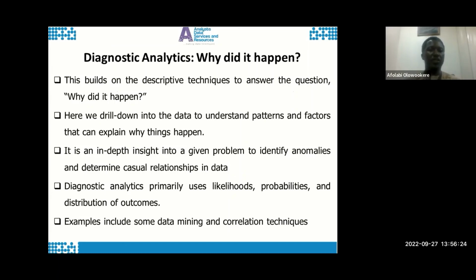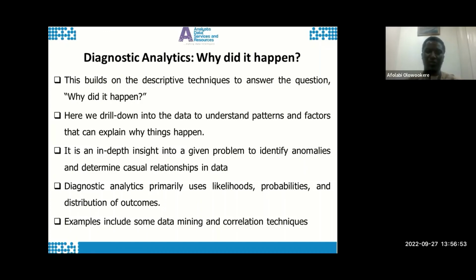This will build on the descriptive techniques to allow the question, why did it happen? Here we drill down into the data to understand patterns and factors that can explain why things happen. It gives an in-depth insight, looking at the causal relationship in our data. Diagnostic analytics primarily uses likelihoods, probability, distribution of outcomes. We can have some data mining, correlation analysis, regression analysis, and things like that that will tell us why it happened.